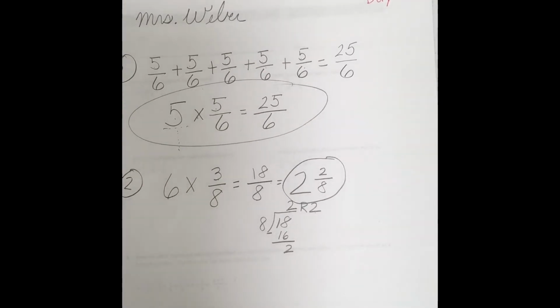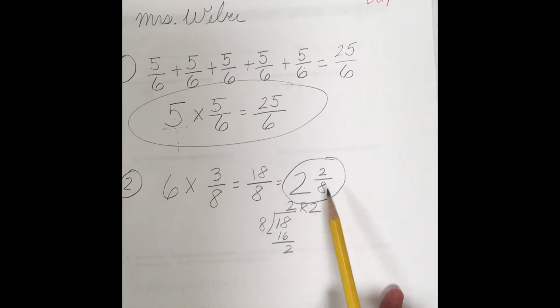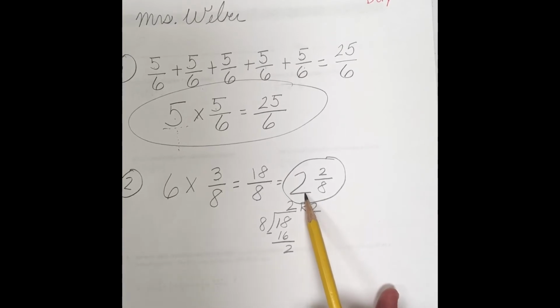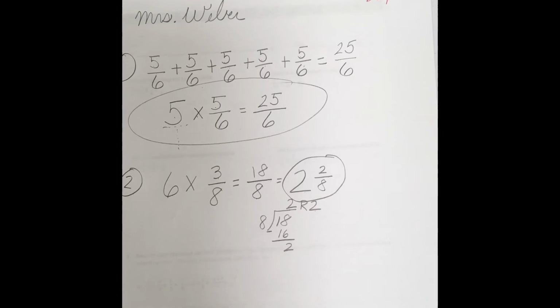If you number bonded it, that's fine. If that's the strategy you prefer, please use it. That's the great thing about math. We can solve things many different ways. However way you did it, you should have come up with the answer of 2 2/8.